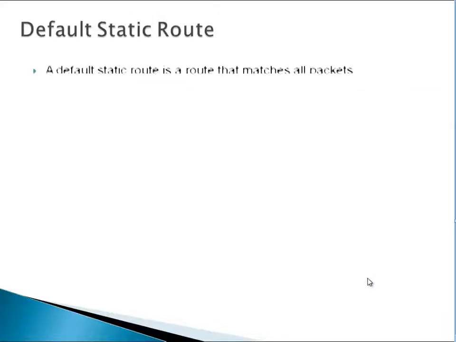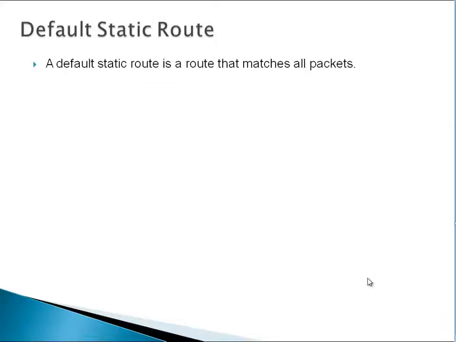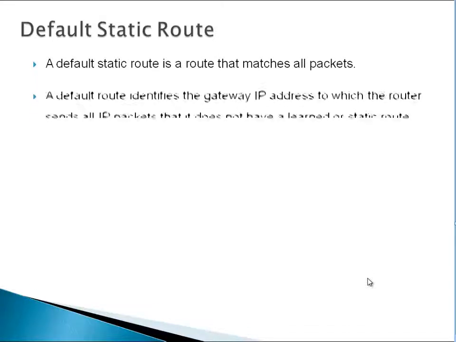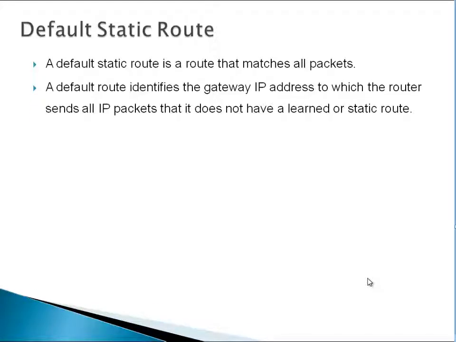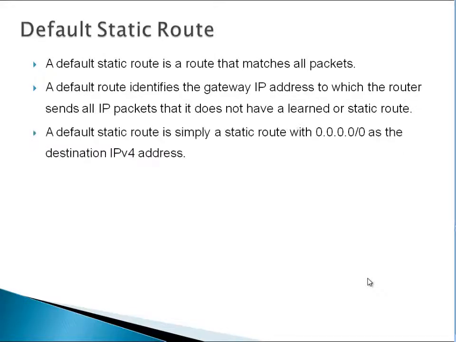Default static route. A default static route is a route that matches all packets. A default route identifies a gateway IP address to which a router sends all IP packets that it does not have a learned or a static route for. For example, our home routers all have a default static route that points to our ISP, our service provider. A default static route is simply a static route with all zeros as a destination IP address.